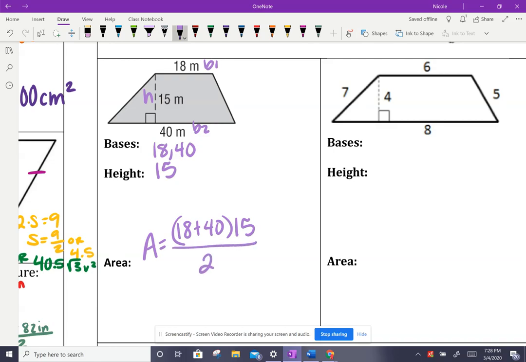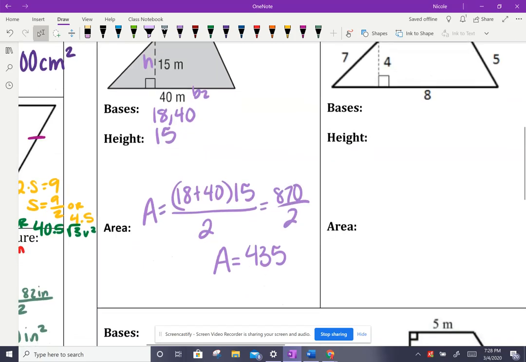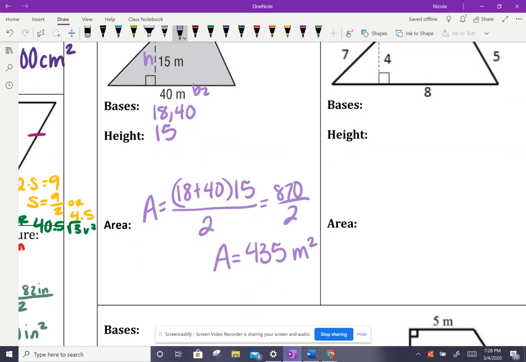And then I take my calculator. 18 plus 40 is 58 times 15. Gives me 870 over 2. So then you go ahead and divide. And we get our area is 435. And check back at your units, meters squared.